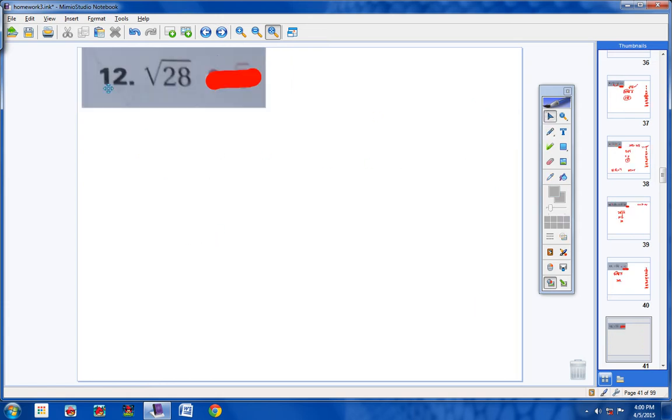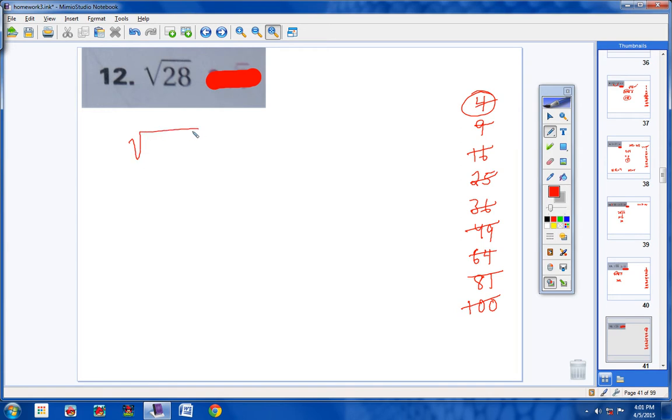Alright, number 12. Start at the bottom and work your way up. Do any of these numbers go into 28? Only 4 does. That's it. So, 28 is the same thing as 4 times 7. Okay? So, with that in mind, I do not know the square root of 7, but I do know the square root of 4. So cross off the 4. The square root of 4 is 2. Put a 2 on the outside. So your answer is 2 square root of 7. These are really not that difficult, students.